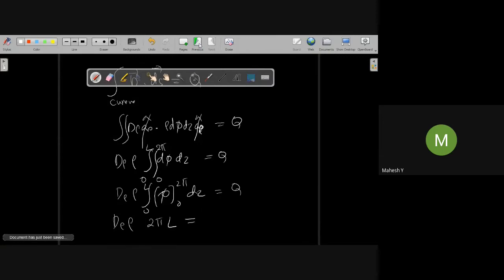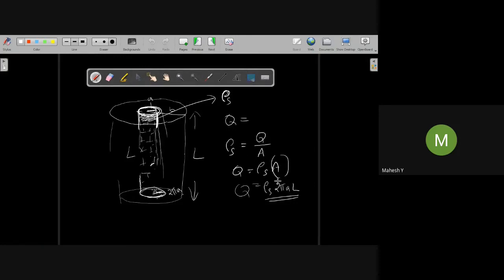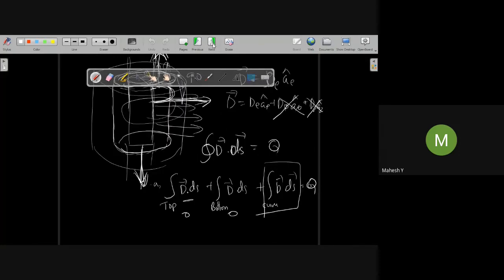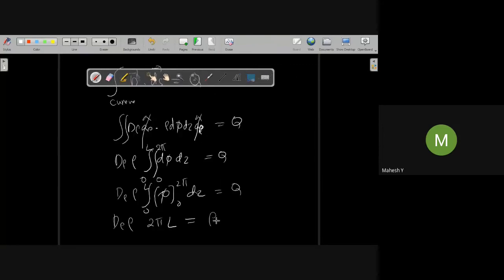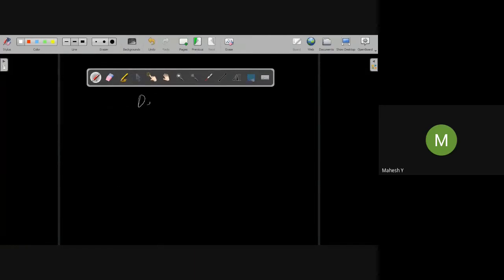What is Q? We have discussed Q is equal to rho s 2 pi a L. So equal to rho s 2 pi a L. Now cancel all the terms. 2 pi is constant, L is constant. D rho is equal to rho s a, or D rho is equal to rho s a by rho, and vector D is equal to what?